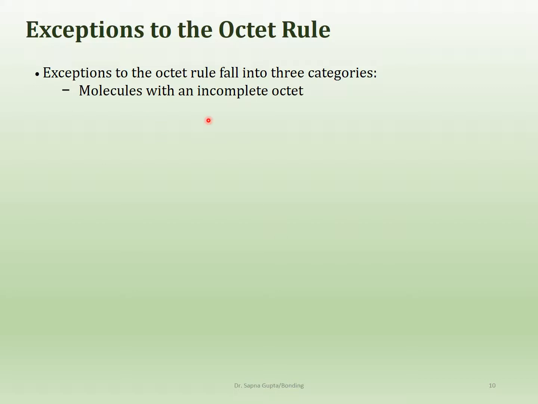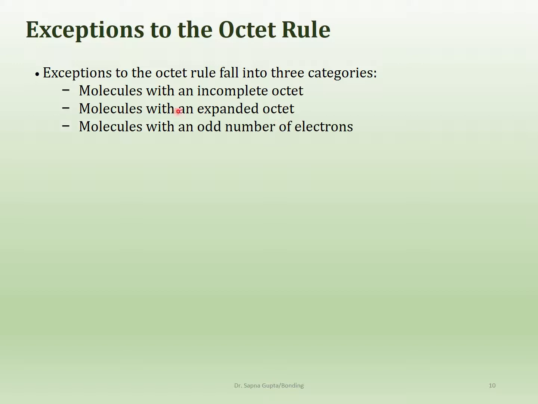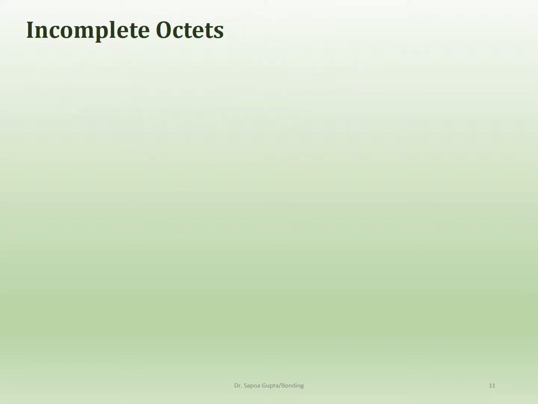So we can have molecules which have an incomplete octet. Incomplete meaning less than 8 electrons. We can have molecules with an expanded octet, expanded meaning more than 8 electrons in them. And then we can have molecules which have an odd number of electrons. So far, all the molecules you have dealt with, whether they have been ions or molecules, they've all had paired electrons. Whether they were bonded or non-bonded, they were all pairs of electrons. So an exception would be if there's an odd number of electrons. So these are the 3 categories for exceptions to the octet.